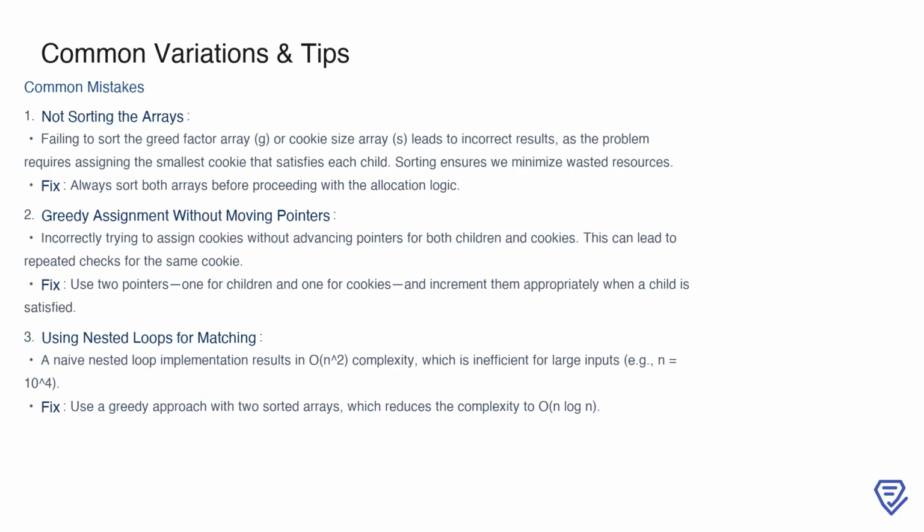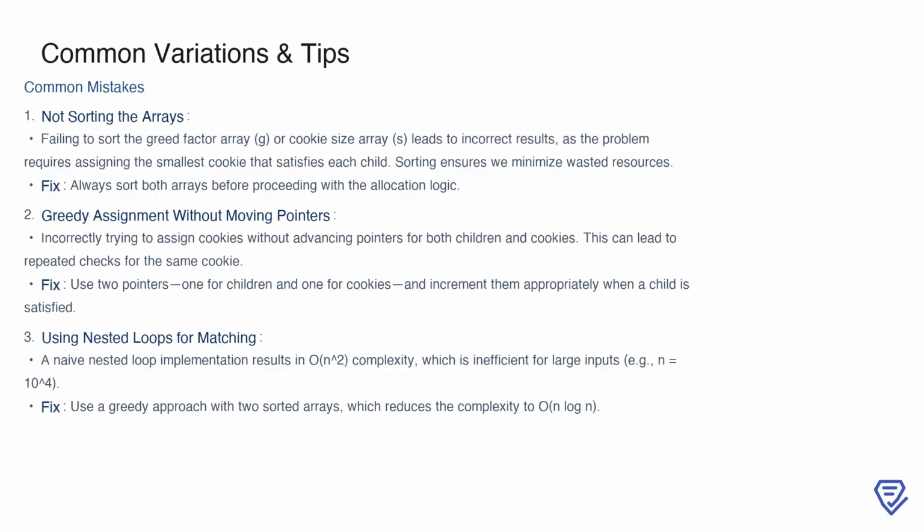In this section, we'll explore some common mistakes that can occur while solving the assign cookies problem and how to avoid them. One frequent mistake is neglecting to sort the arrays. Sorting the greed factor array and the cookie size array is essential because it ensures that each child is assigned the smallest available cookie that satisfies their greediness. Without sorting, the allocation process becomes inefficient and incorrect. The fix is straightforward: always sort both arrays before proceeding with the allocation logic.